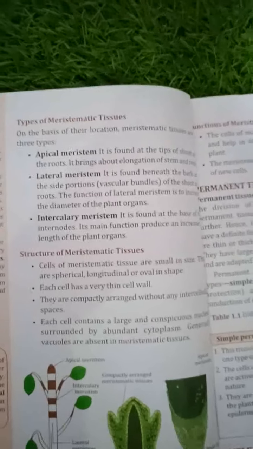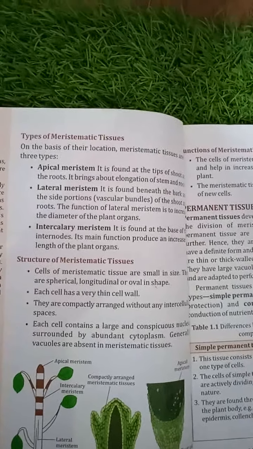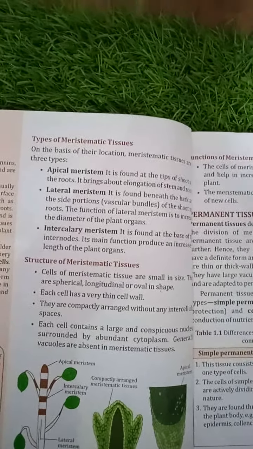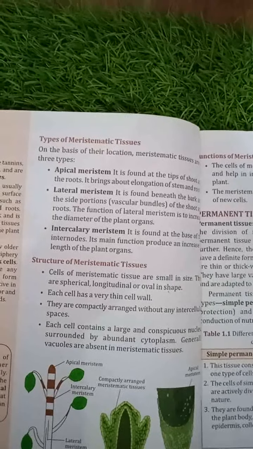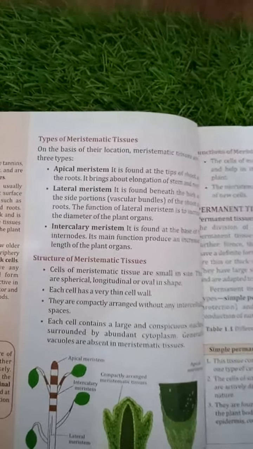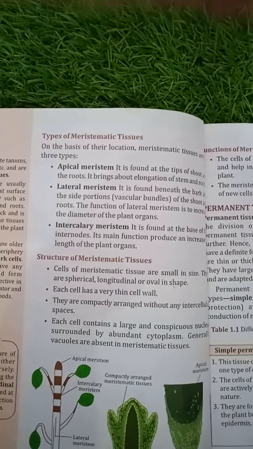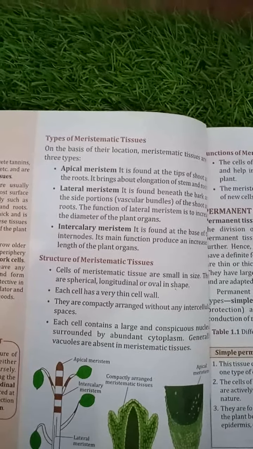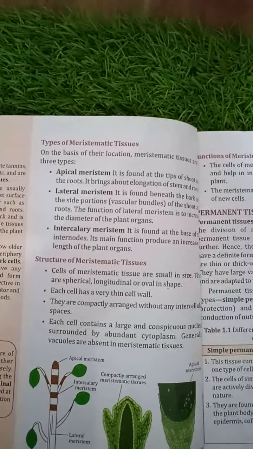They were apical, lateral and intercalary meristem. Apical helps in the length of plant tissues, then lateral meristem brings about the increase in diameter, and intercalary brings about the increase in length of the plant organs. Then we came to permanent tissues, which were of two types: simple permanent and complex permanent tissues.